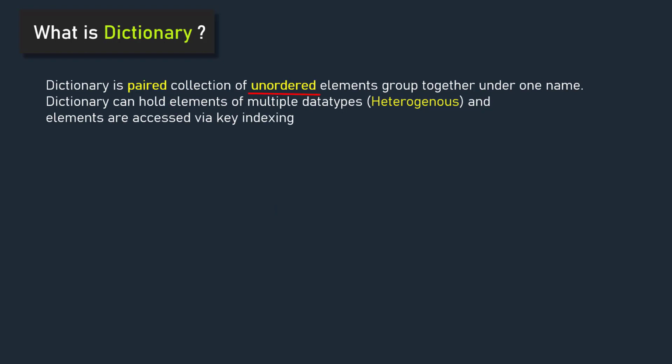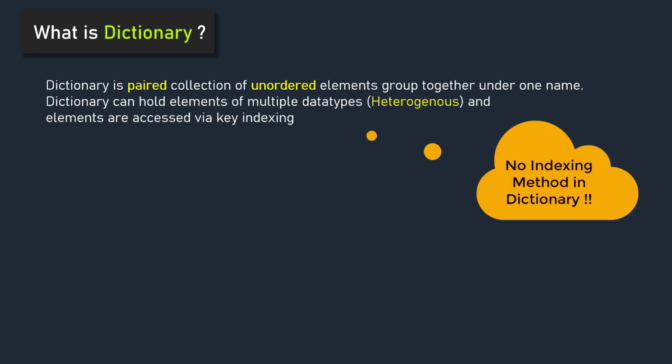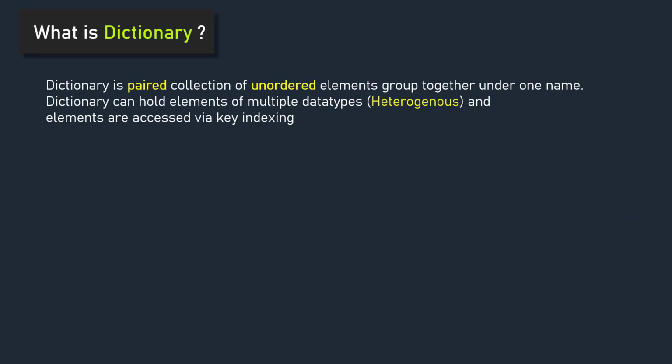Unordered means there is no indexing. For example, when we talk about a list, we can find an element with the help of an index. But in the case of a dictionary, we do not have any indexing method and the elements are grouped together under one name. So we have to provide a variable name for the dictionary. A dictionary can hold elements of multiple data types. As we go through this video, we are going to understand this.